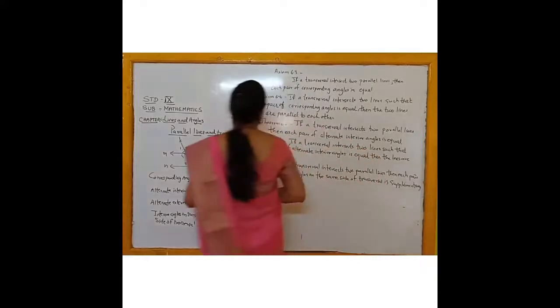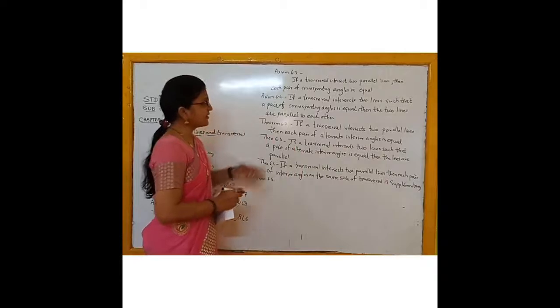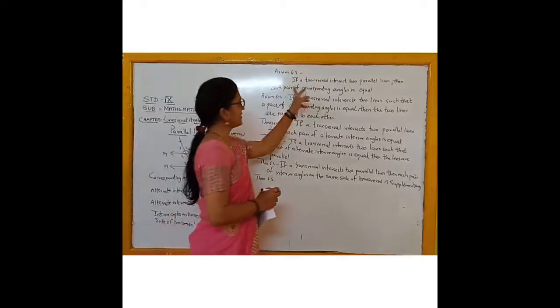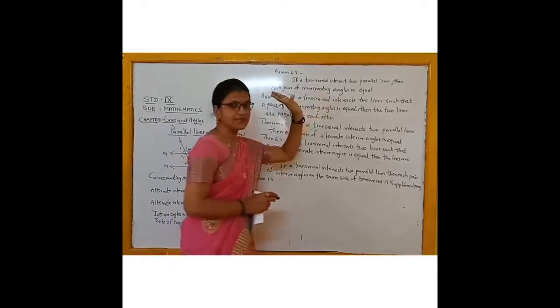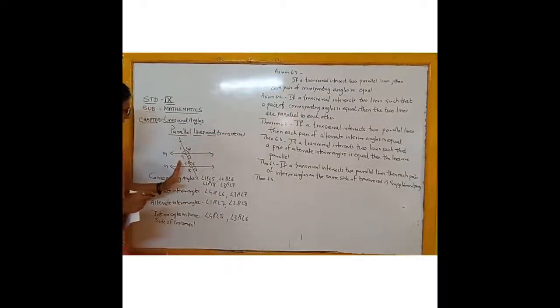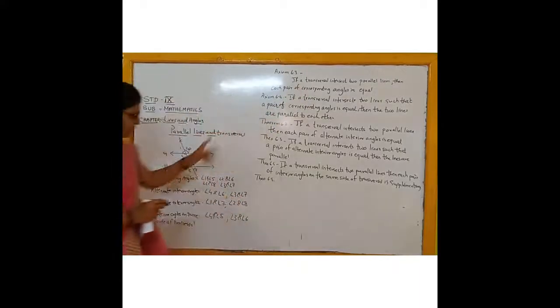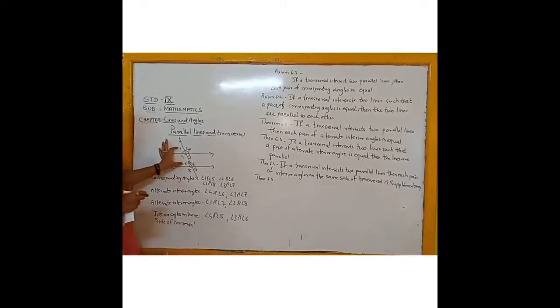Now we will see different types of axioms. The first axiom is that if a transversal intersects two parallel lines, then each pair of corresponding angles is equal. That is, T is the transversal which intersects two parallel lines M and N. So each pair of corresponding angles is equal: angle 1 is equal to angle 5, angle 2 is equal to angle 6, angle 4 is equal to angle 8, angle 3 is equal to angle 7.